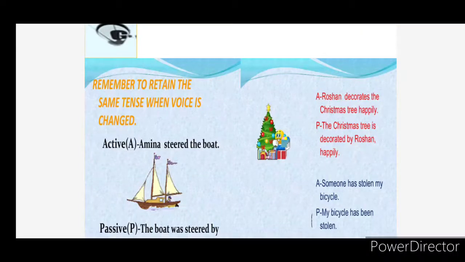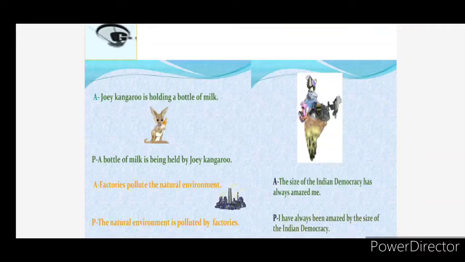For example, Amina steered the boat. So the boat comes at Amina's place, and steered, because it is in simple past tense, will be changed to was steered by Amina. The boat was steered by Amina. So this also you need to keep in mind. Roshan decorates the Christmas tree happily. The Christmas tree is decorated by Roshan happily. It's in simple present tense, so it will remain the same.